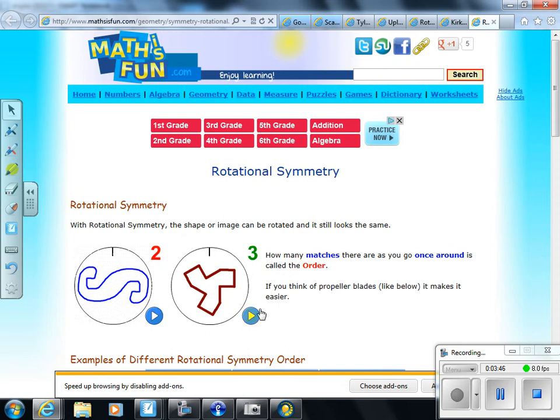All right, let's take a look at this figure. 1, 2, 3. Very good. So it has an order of 3, or how many degrees would that be? How'd you get 120? Okay, you took 360 and divided by 3 because I do it 3 times. That'll hit that same picture.